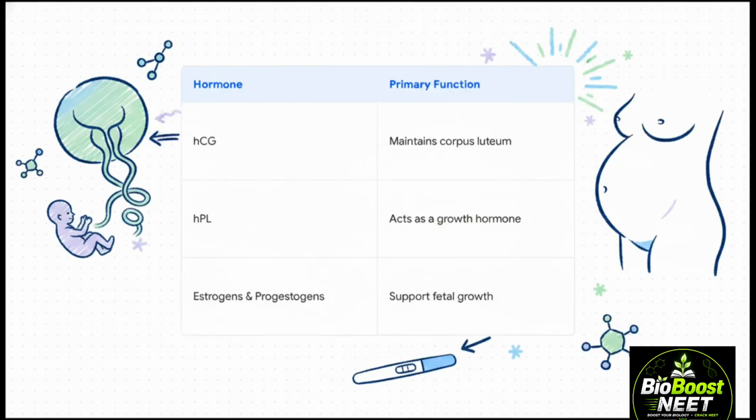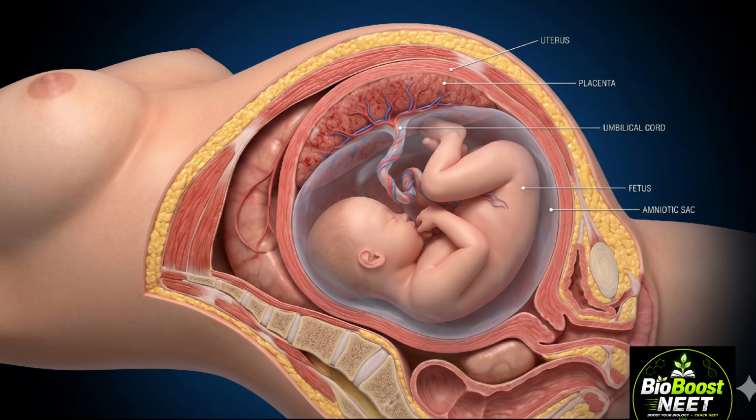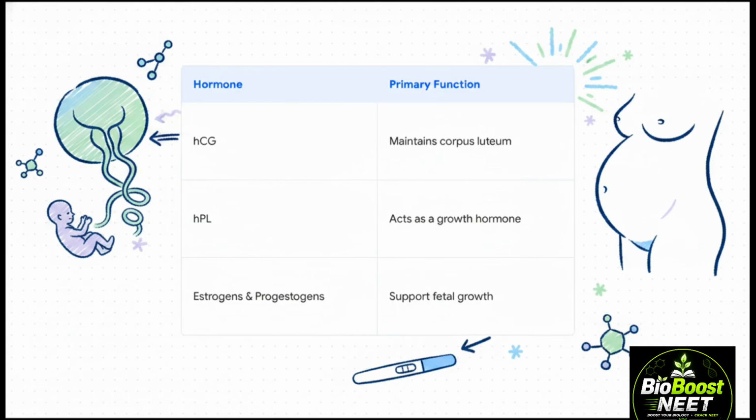Now, how does the fetus get everything it needs? Through this incredible organ called the placenta. Don't think of it as just a connection. The placenta is a powerhouse. It delivers oxygen and nutrients, sure, but it's also a temporary endocrine gland. It pumps out vital hormones like HCG. This is the one detected in pregnancy tests. HPL, estrogens, and progestogens, all of which are essential to keep the pregnancy going.